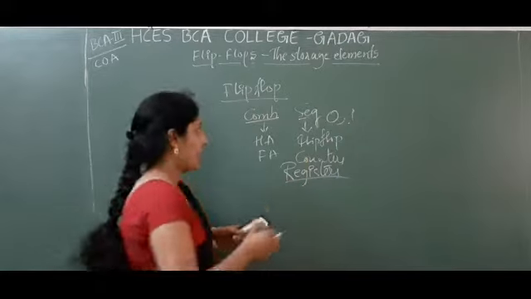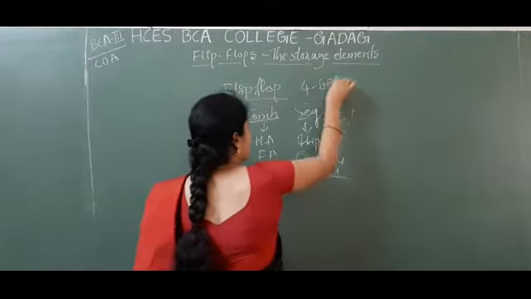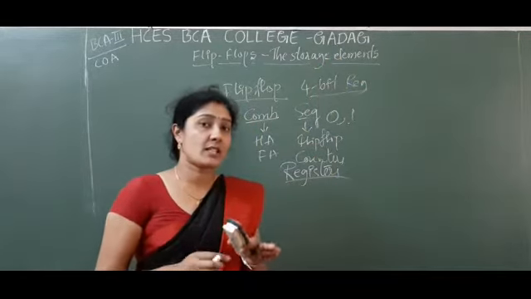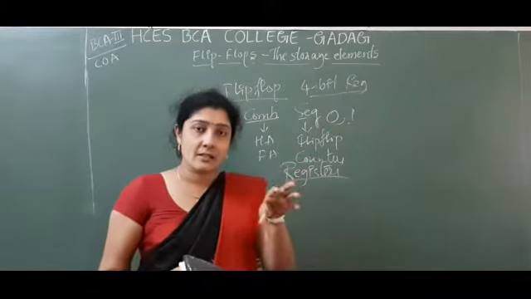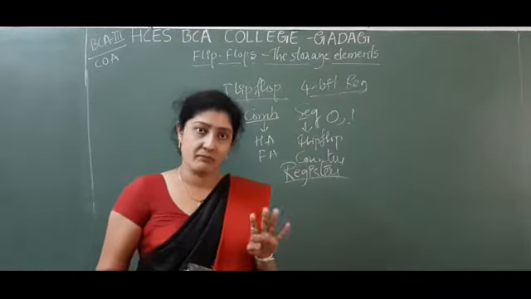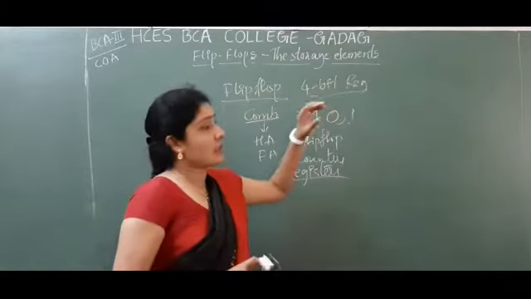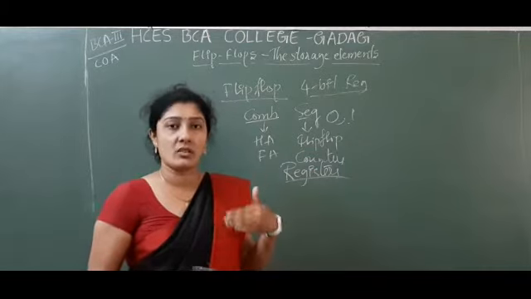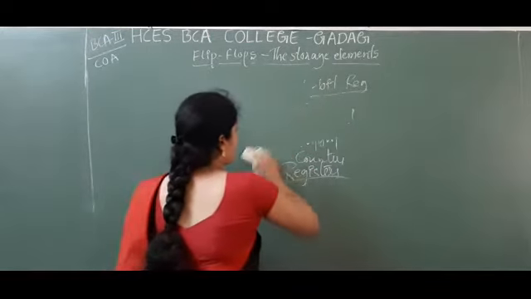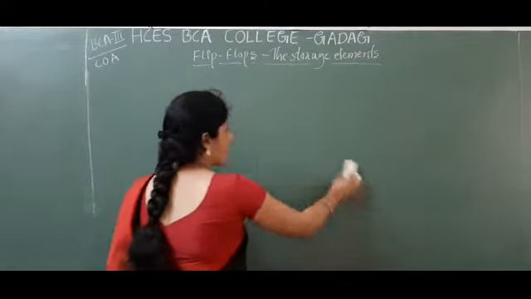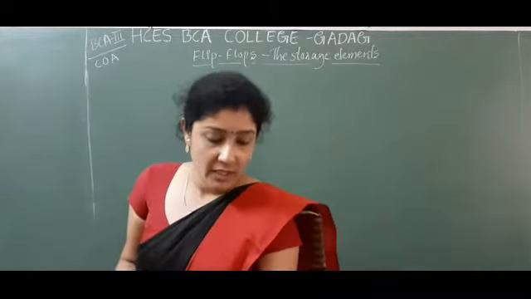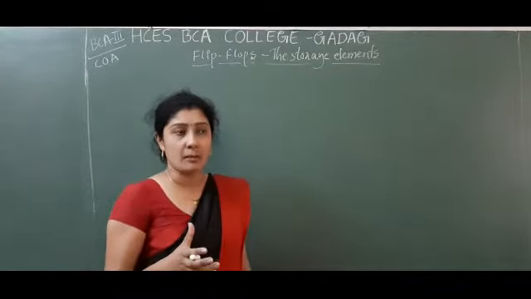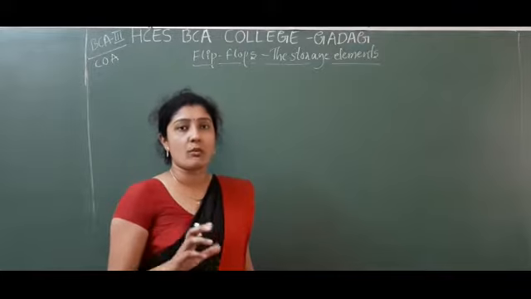For example, if we call it a 4-bit register, what does it mean? That means that register contains 4 flip-flops. So the register is where we are going to store the data. That's why flip-flops are called storage elements. So this is a brief introduction about flip-flop. Flip-flop is a digital logic sequential circuit which can store only one bit at a time, and that's why it is called a storage element.